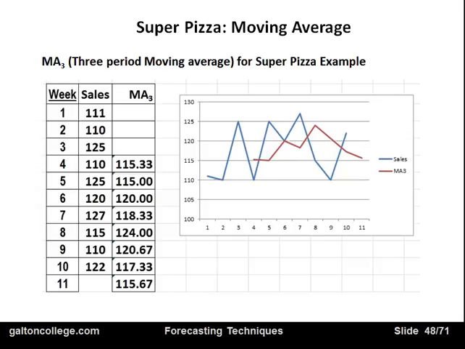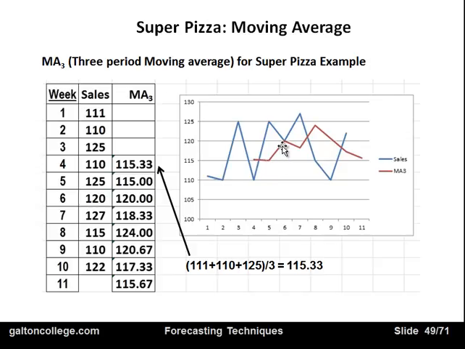Now the reason why that happens is that at week 4, what we've done is we've taken the first week, I'll put the cursor on the screen, 111 plus 110 plus 125, and taken an average of those, which is 115.33. Now if we plot the moving average over here, we'll find it's at this point. Then it dips very slightly from 115.33 to 115. Then it increases to 120.